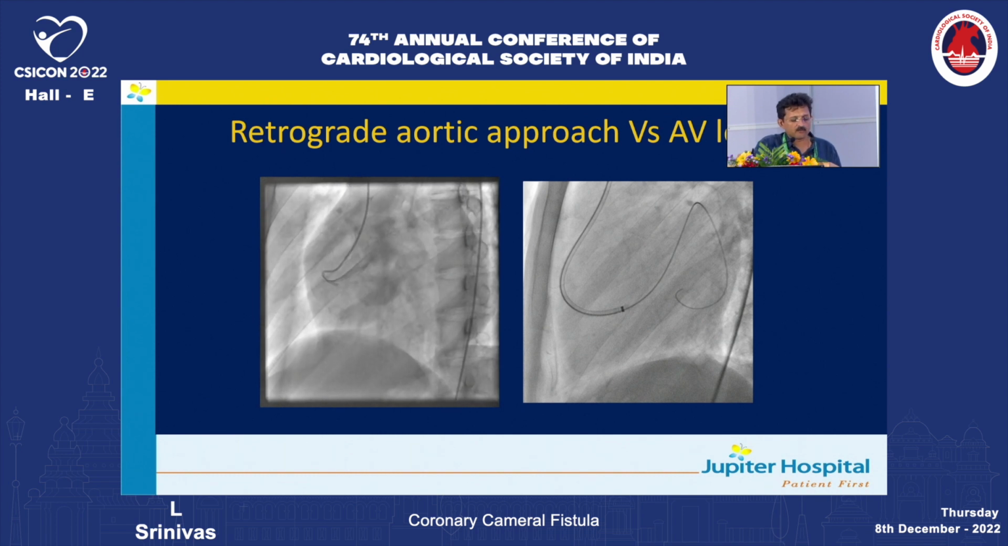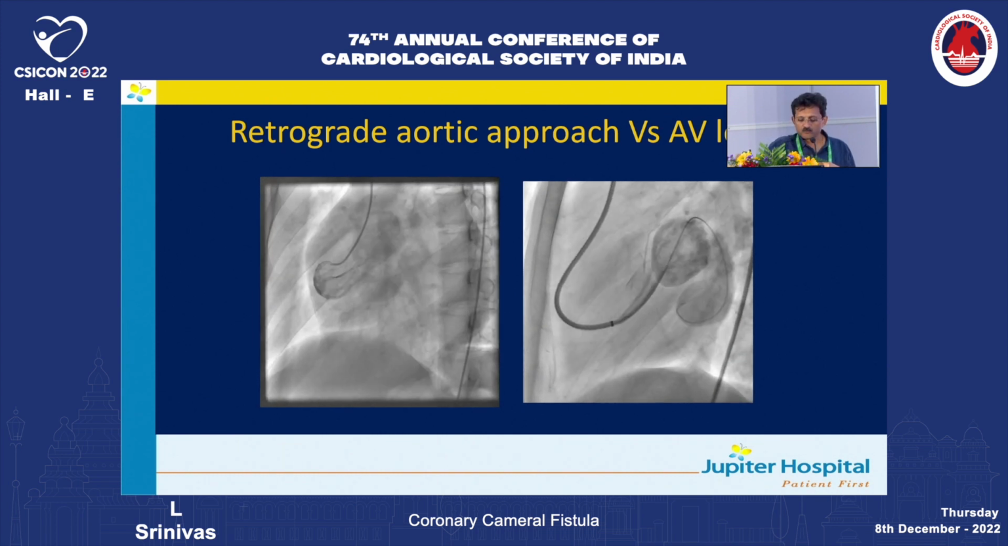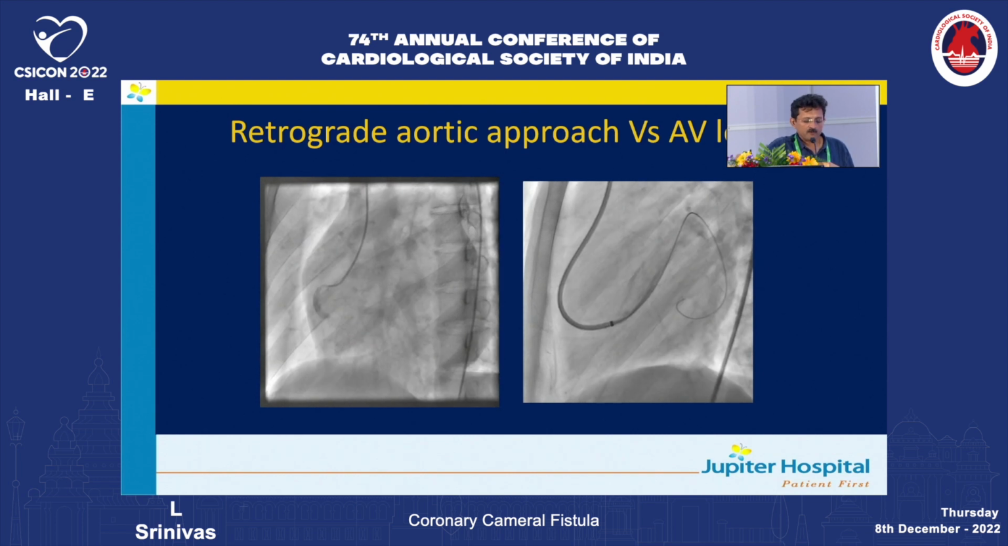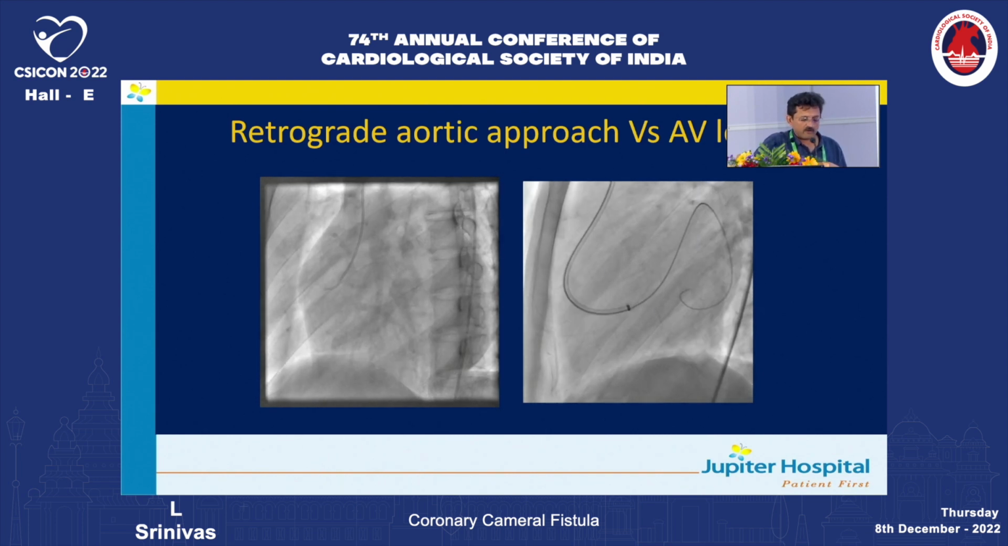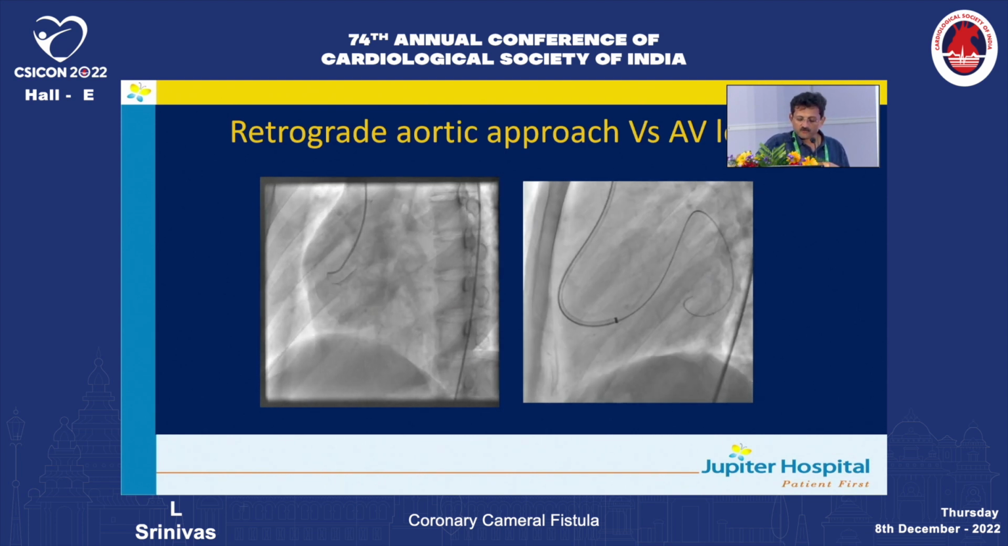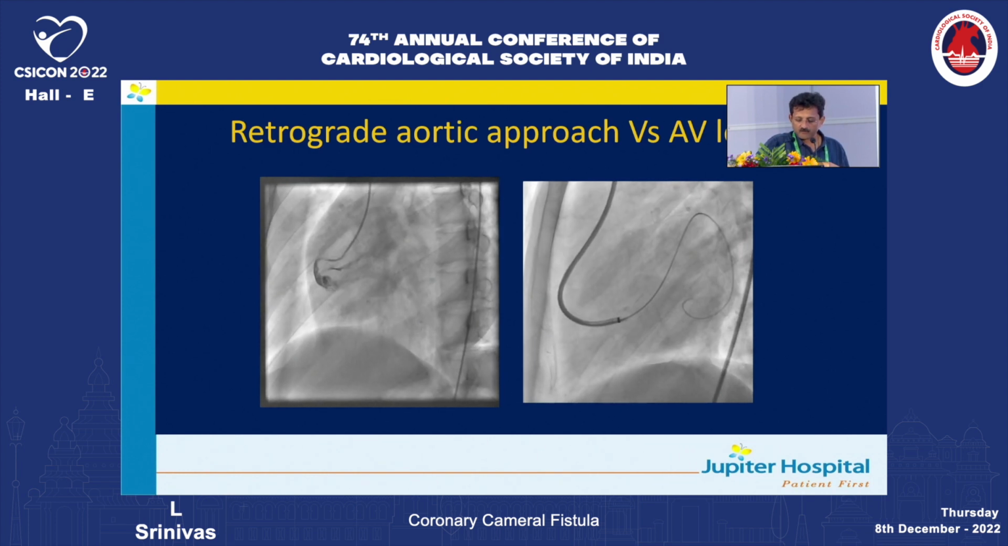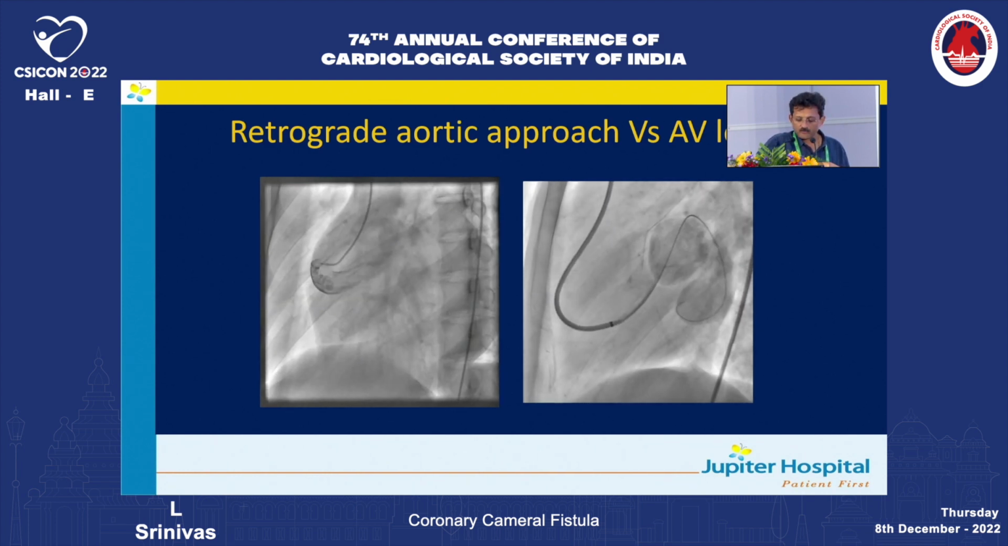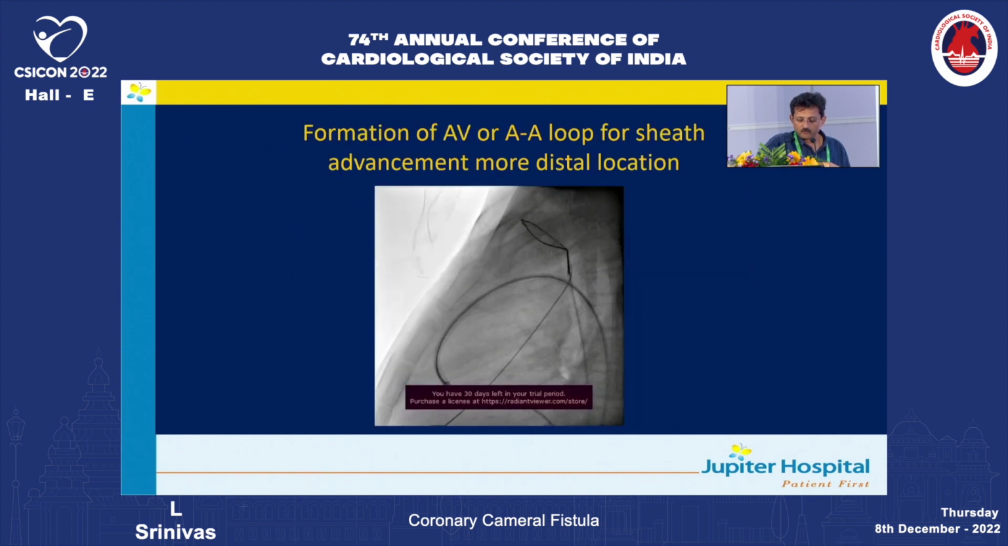So whether you have to do a retrograde transaortic approach or you want to form an AV loop. In this patient, it is very easy to do a transaortic retrograde approach. As you can see, as the wire goes more distally, there are multiple bends and curves. It is not possible to form an AV loop. So in this case, we chose only to do a proximal occlusion of the fistula.